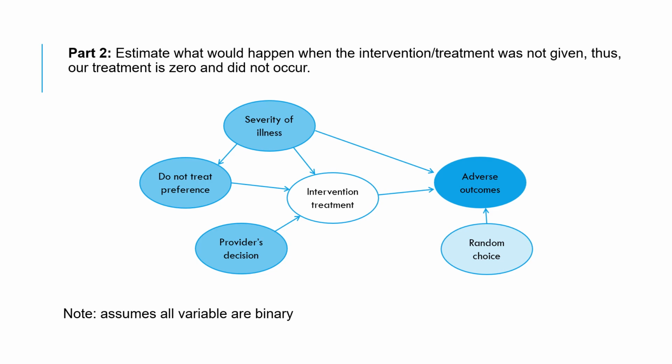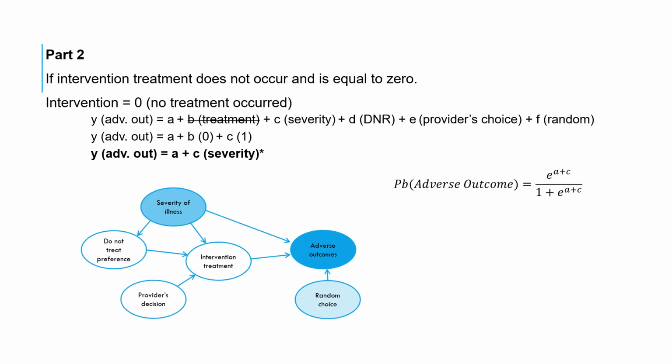Moving on to part 2, we need to estimate what would happen when the intervention or treatment was not given, thus the treatment is 0 and did not occur. I've blanked out the node, so no color, and it doesn't exist. For part 2, if the intervention treatment does not occur, we're going to discuss what happens to the network and backdoor blocking. If our intervention is set to 0 and no treatment occurs, B times 0 is 0. So no treatment, that's out of the network.